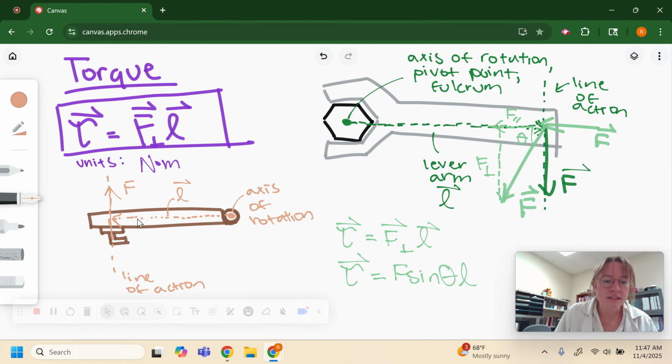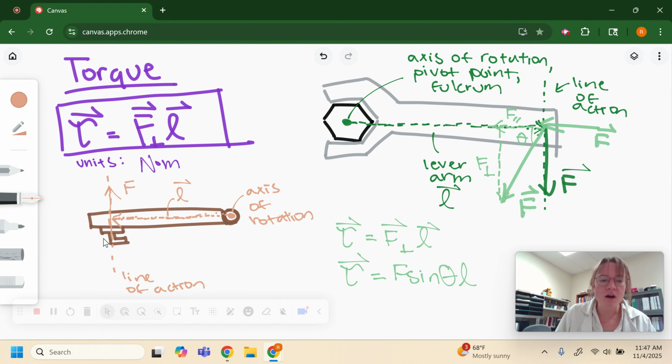Now you can see from our equation here that there are two ways to increase your torque. You could either increase the force that you apply, or you could increase the length of your lever arm. If I want to open the door faster, I could apply a bigger force, and that would cause it to go from not rotating to all of a sudden rotating much faster. Or I could increase the length of my lever arm.